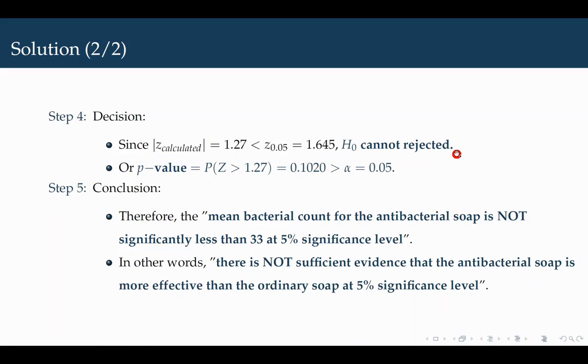That means there is no sufficient evidence to claim that the new antibacterial soap is more effective than the ordinary soap. Therefore, the mean bacterial count of the antibacterial soap is not significantly less than 33 at 5% significance level. So even if the price is somewhat higher, in terms of effectiveness, there is no sufficient evidence to claim that the antibacterial soap is more effective than the ordinary soap at 5% level of significance.